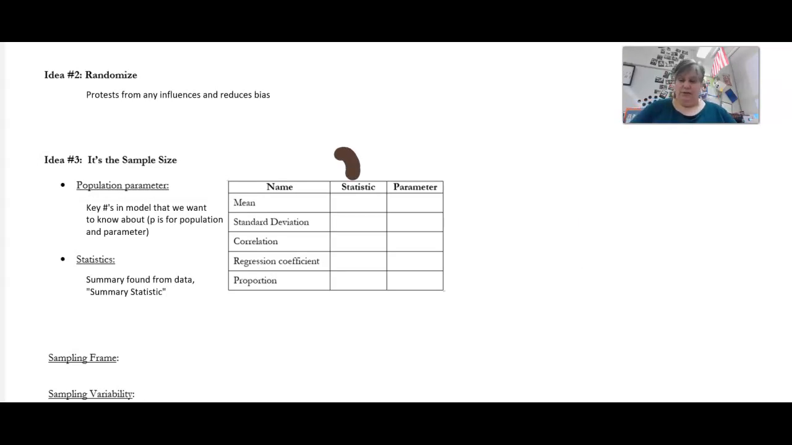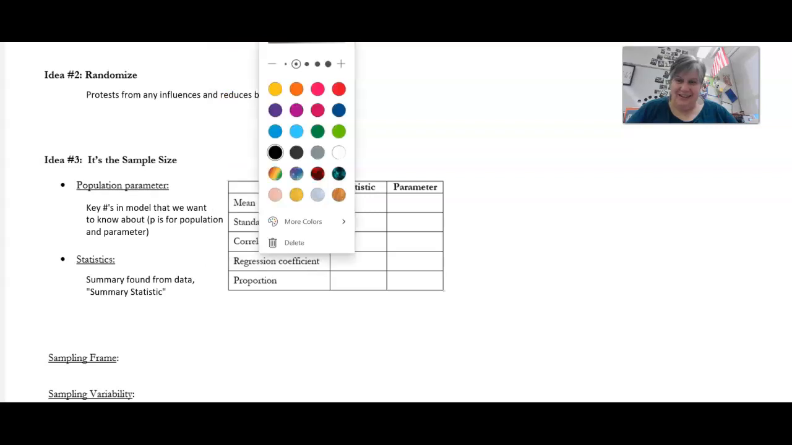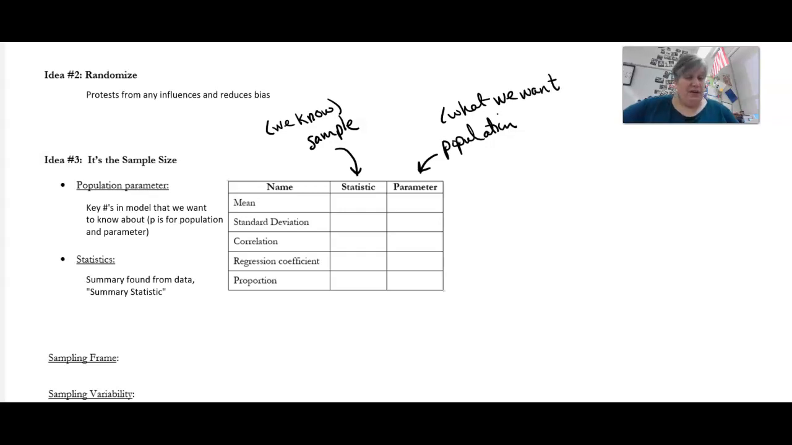Okay, so a statistic comes from the sample. These are things we know. We can find this. A parameter comes from the population. This is what we want to know. We're not really ever going to know it, because it's very hard to survey everything and find everybody.